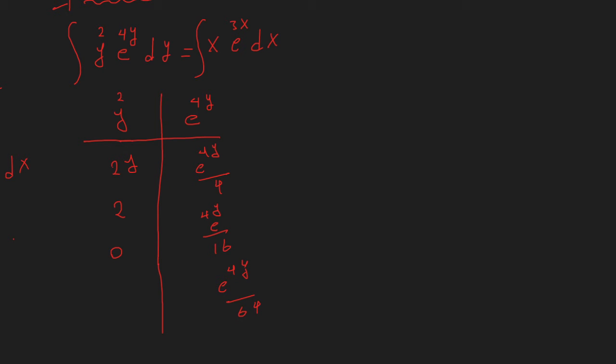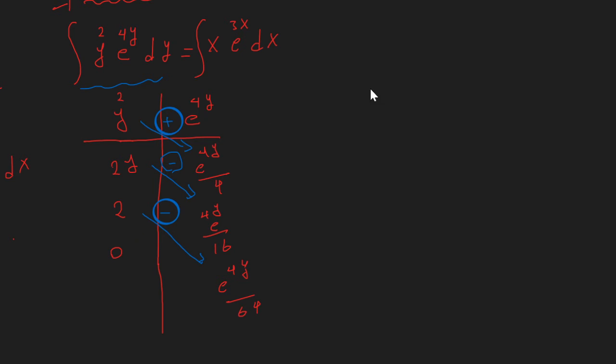So what we need to do now is multiply with a plus sign these two, and we need to multiply this with a negative sign, and finally multiply these two with a positive sign, and you're done with this part.